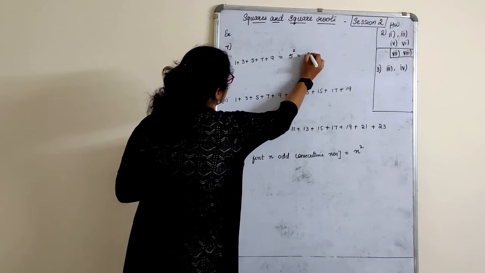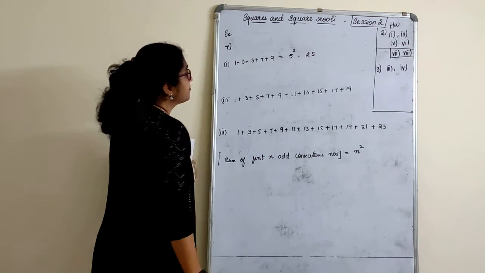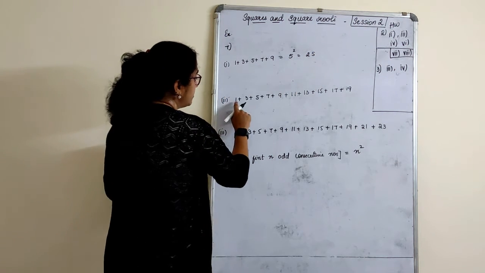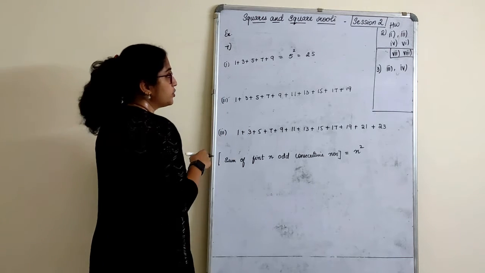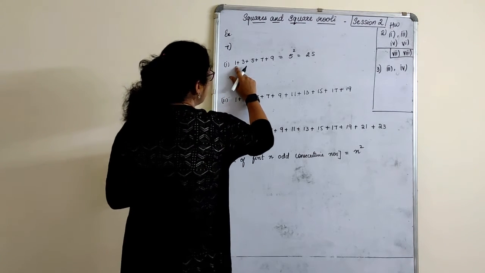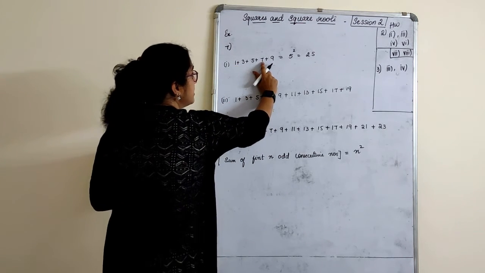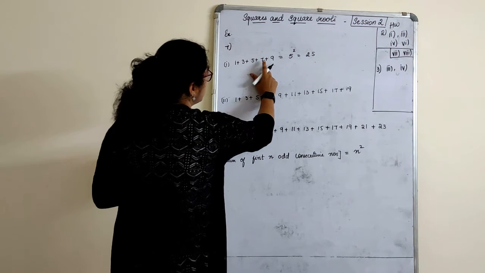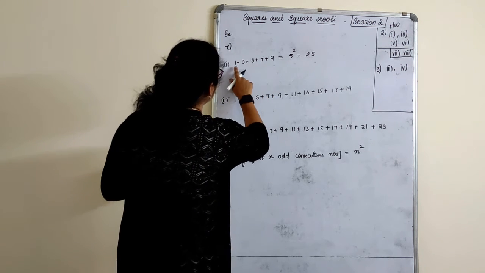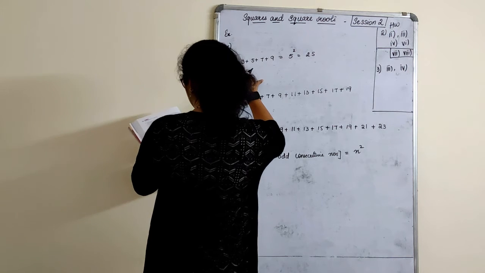The answer for this is 25, right? See here, add and see if you want. You will get 25. 9 plus 1, 10. 10 plus 7, 17. Once again, did I write it correctly?